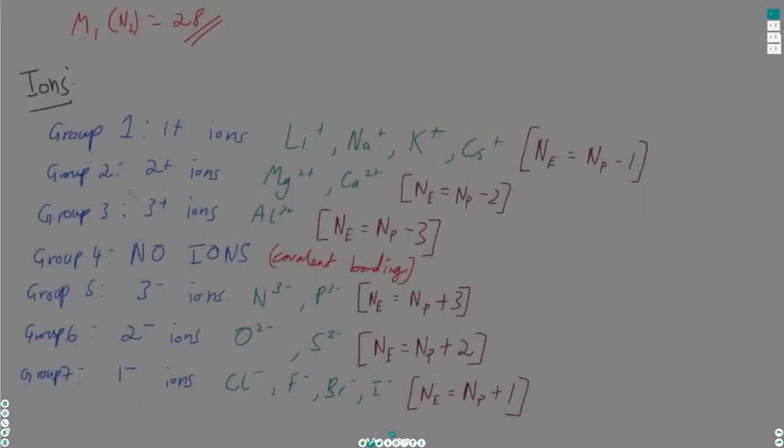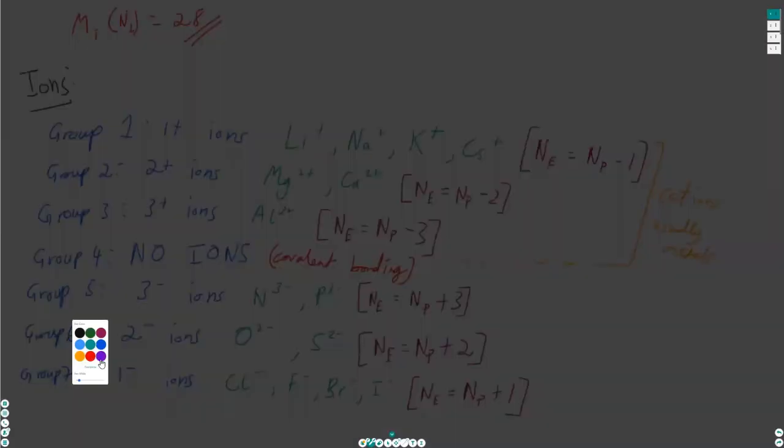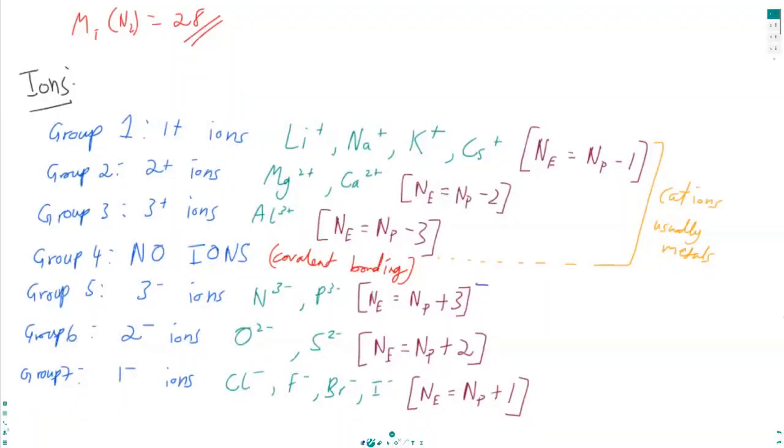But you can see here that groups 1, 2 and 3 are all the cations, and they're all generally metals. Groups 5, 6 and 7 are all anions, and these are usually non-metals.